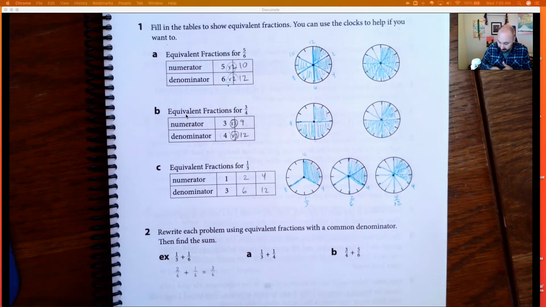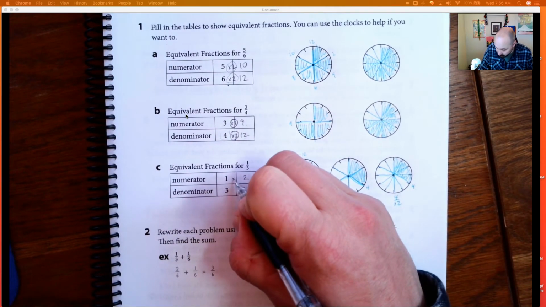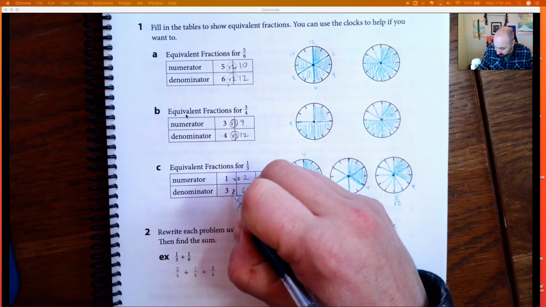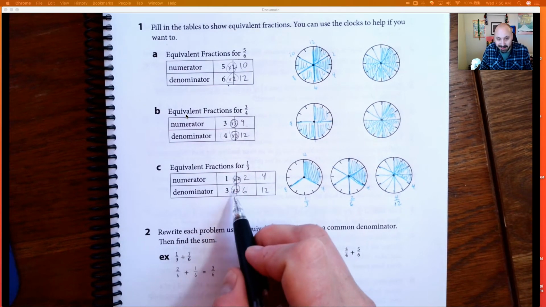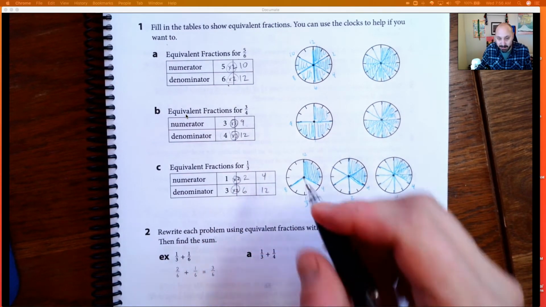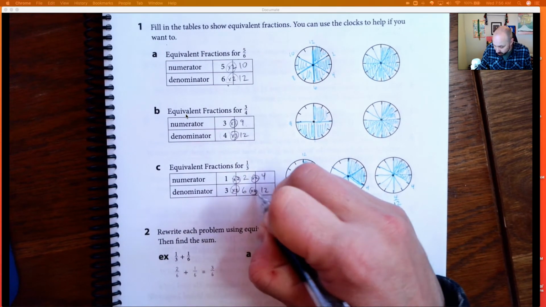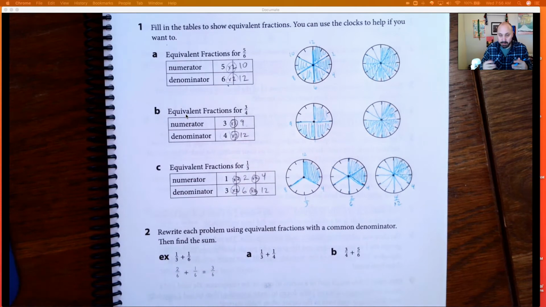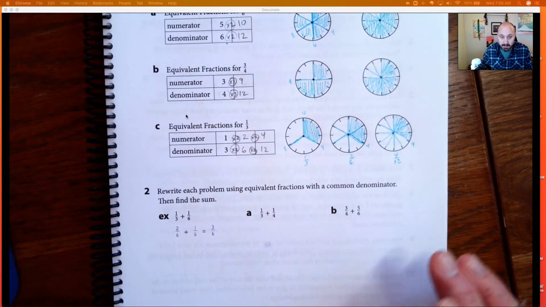And then we can see that by going up with our common multiples. So 1 times 2 is 2, 3 times 2 is 6. And if I go up again, 1 times 4 is 4, 3 times 4 is 12. Whatever we do at the bottom, we've got to do to the top. Okay, so that's equivalent fractions for the clock model.